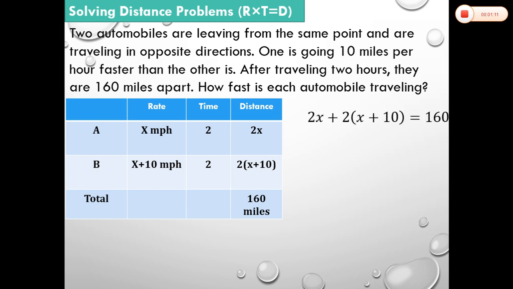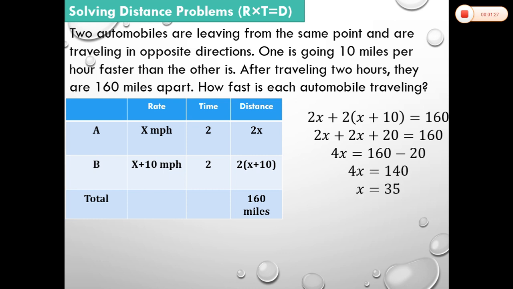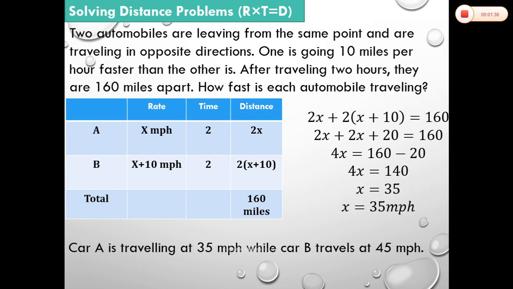The equation is 2x plus 2 multiplied by x plus 10 is equal to 160. So 2x plus 2x plus 20 is 160. 4x is equal to 160 minus 20. 4x is 140. We get x is equal to 35. So car A is traveling at 35 miles per hour and car B is traveling at 45 miles per hour.